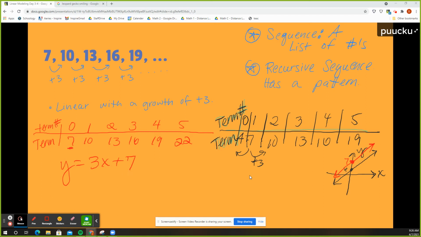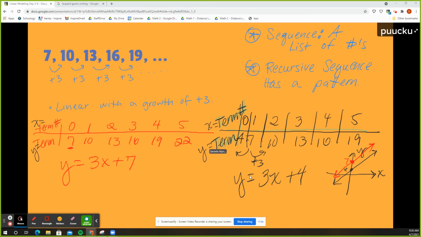But over here, the equation would be 3x plus 4. But I have not defined my variables. What is x and what is y? What does x represent? The term number. Yeah, that's super important. X represents the term number and y represents the term.